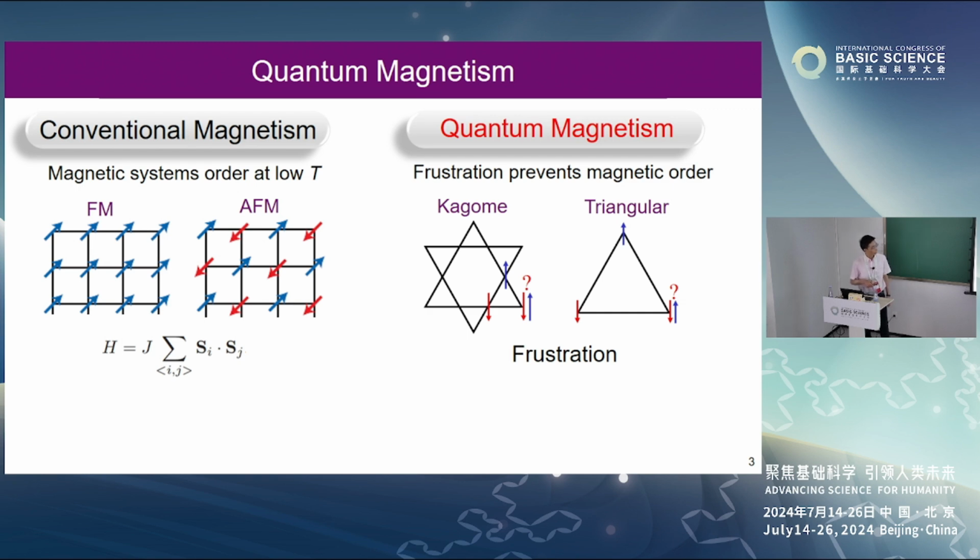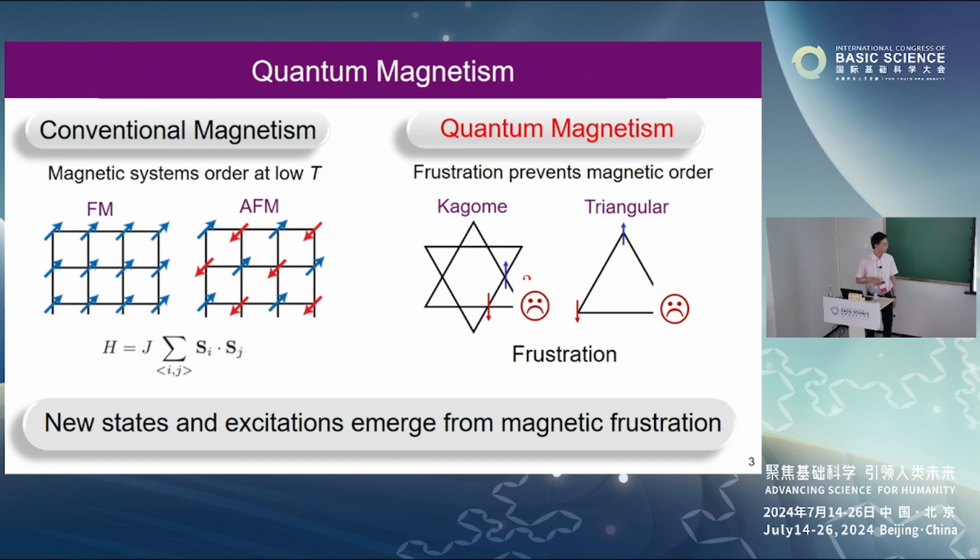then for an antiferromagnetic interacting system, it is difficult for this third spin to be antiparallel to both of these two spins. So in this case, this spin feels strong fluctuation. This is called geometrical fluctuation, as it is due to the geometry. And in this case, the quantum fluctuation will be very strong. So there can be new states and new excitations emerging from this strong quantum fluctuation.